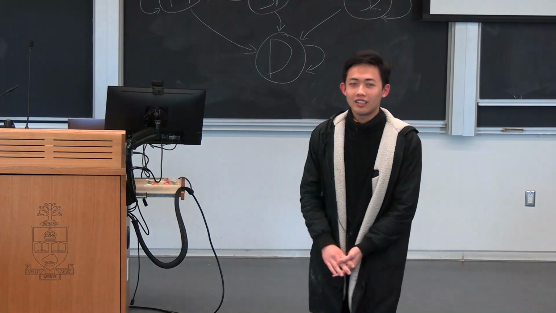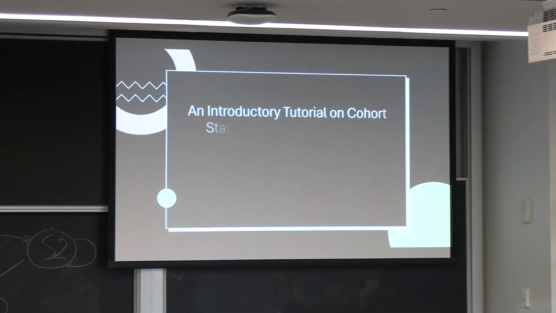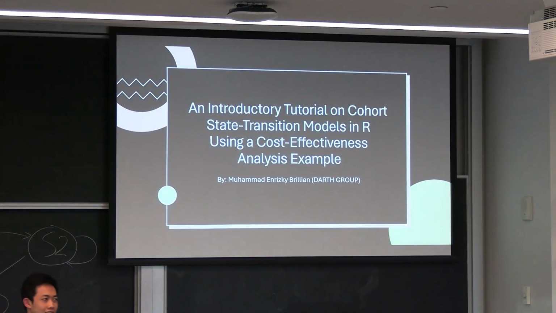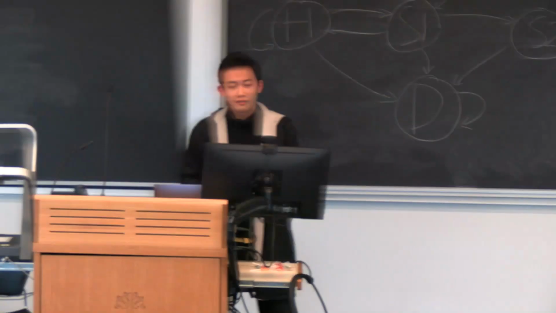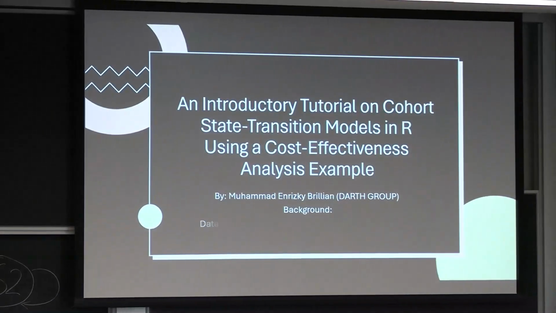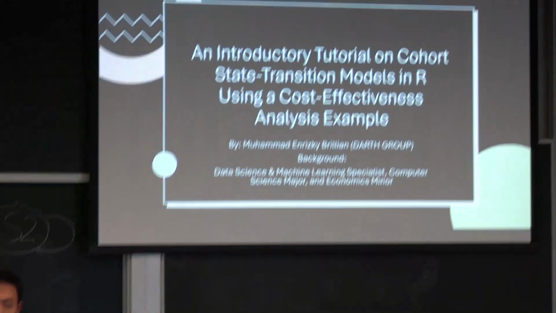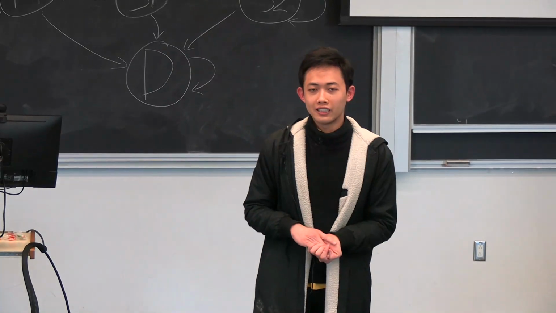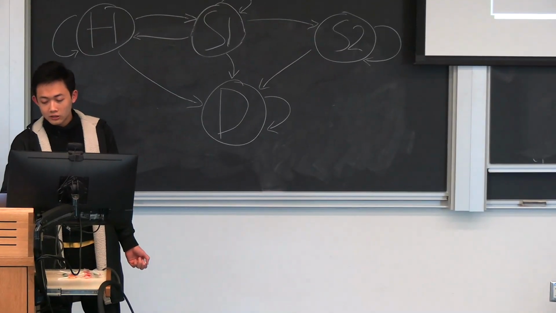So now I will talk about the cohort state transition model. This paper was originally written by the Dart group, and I'm standing here as a representation of the Dart group. For the preliminaries, you don't have to know much about programming. Maybe a basic R will help. And a basic economic background will be very helpful because there are some economic terms that I will discuss in this presentation. A little bit about my background: currently, I'm doing a statistics specialist in the data science and machine learning stream, majoring in computer science, and also minoring in economics.